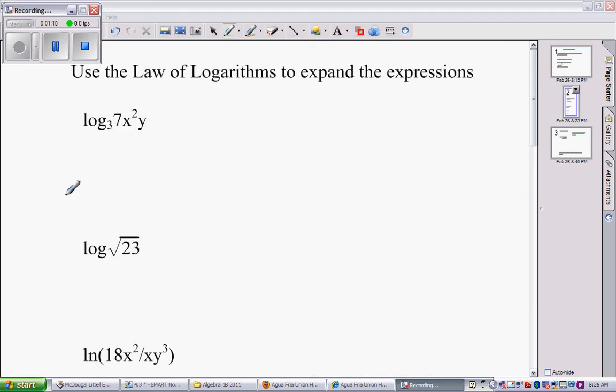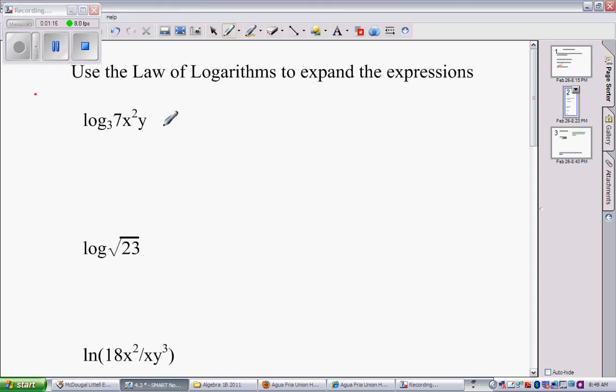We are now going to use those laws of logarithms to expand expressions. We're starting with log base 3 of 7x squared y. The base is 3 and it will stay 3 when we expand it, and 7 is multiplying the x squared, which is multiplying y. So each of these has to be split up, so we will have 3 logs adding together.